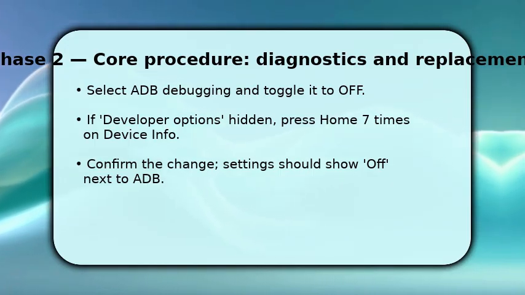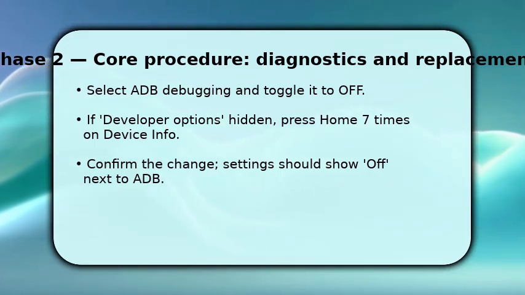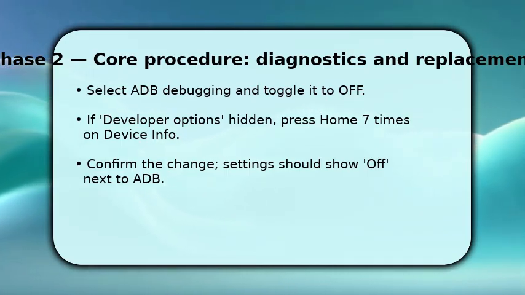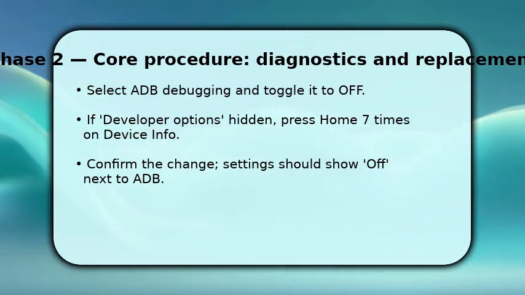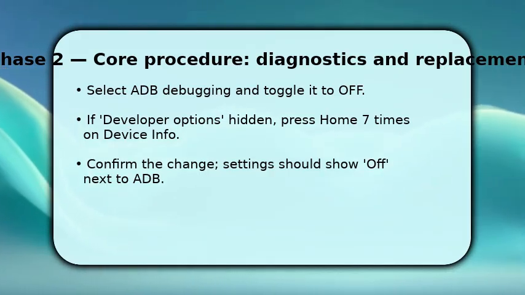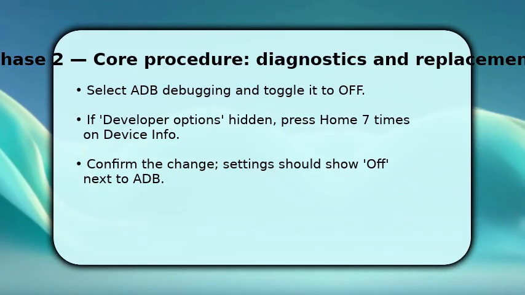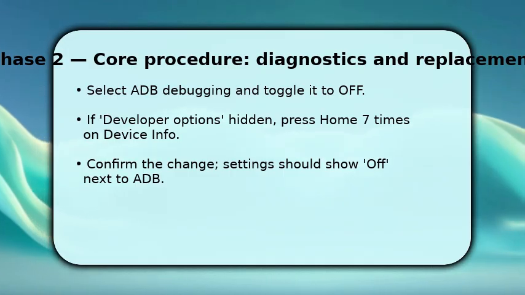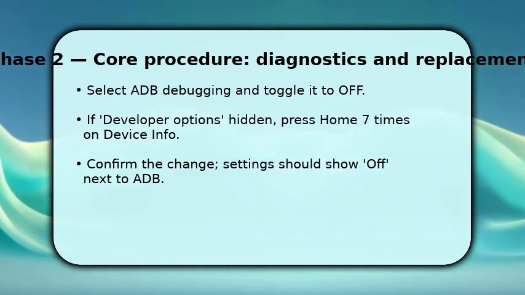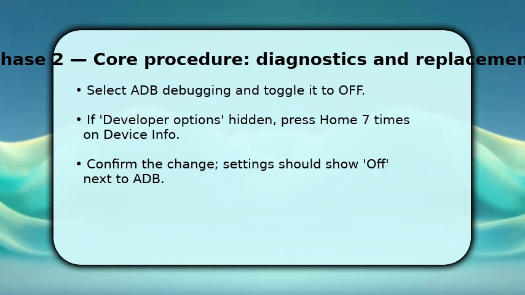If you can't find Developer Options, reveal it by going to Settings, right arrow My Fire TV, right arrow About, and pressing the remote select button 7 times on the device name. This re-enables the menu. Once switched off, the system will stop listening for ADB connections. Make sure the label reads off. If it flips back, check for a profile or MDM policy reapplying developer settings.